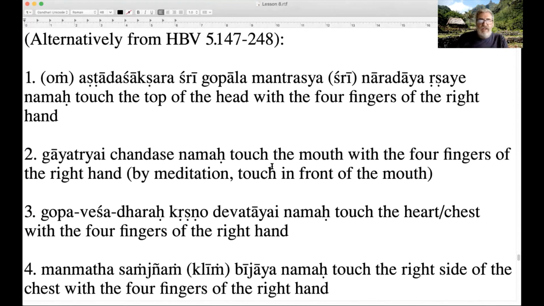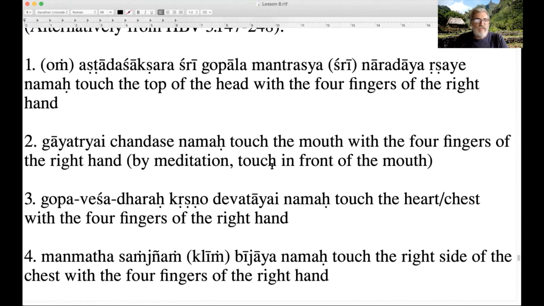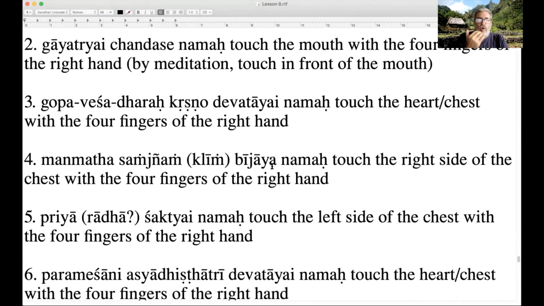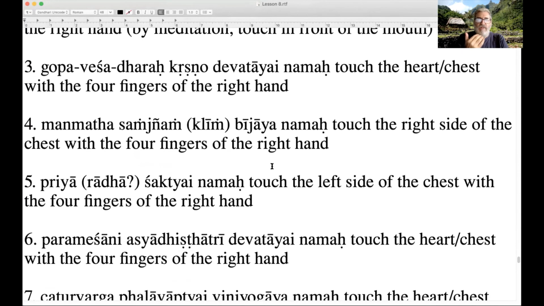Om Astara Sakshara Shri Gopal Mantra Sri Narada Rishaye Namaha, touch the top of the head with 4 fingers of the right hand. Gayatri Chandase Namaha, touch the mouth, or just in front of the mouth, by meditation, with the 4 fingers of the right hand. Gopa Vesha Dhara Krishna Devataye Namaha, touch the heart with the 4 fingers of the right hand.